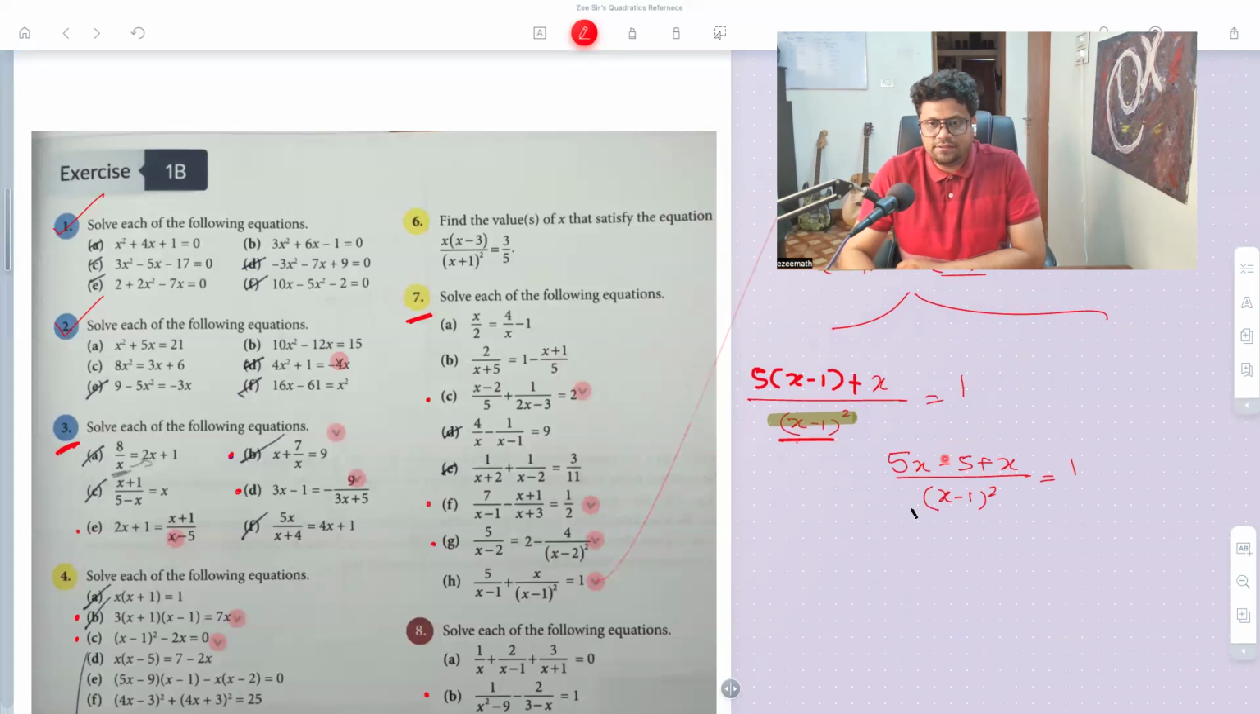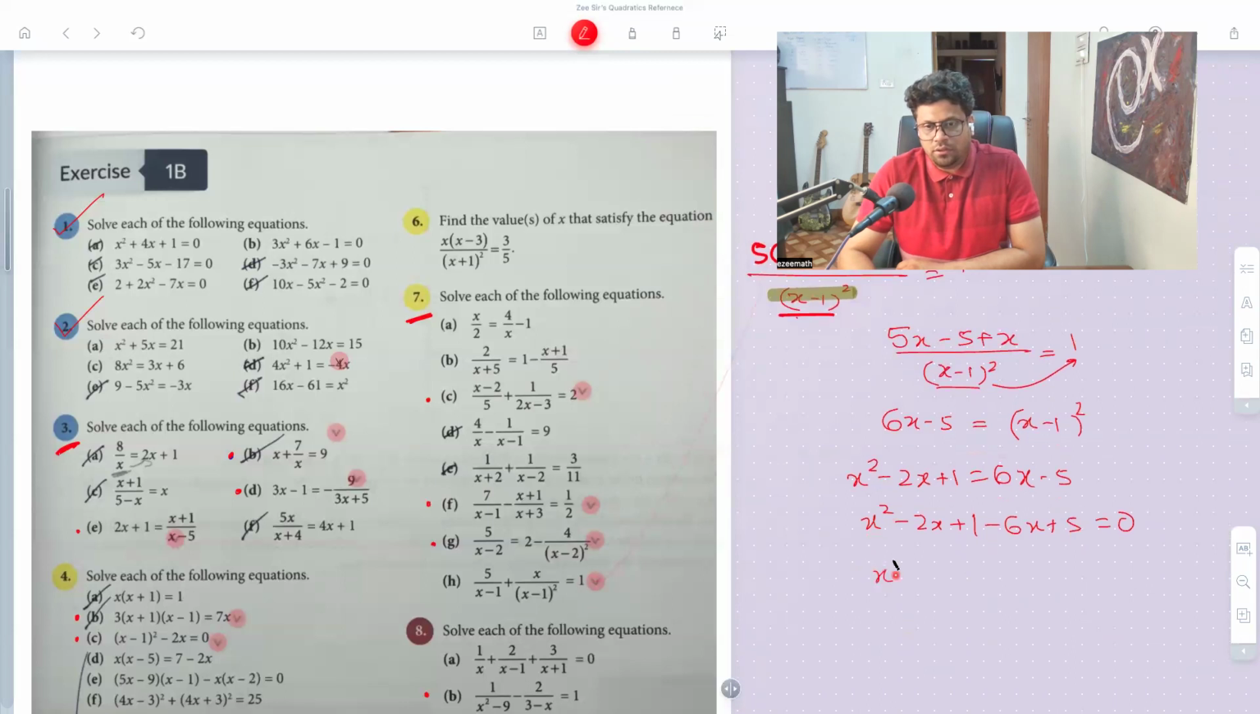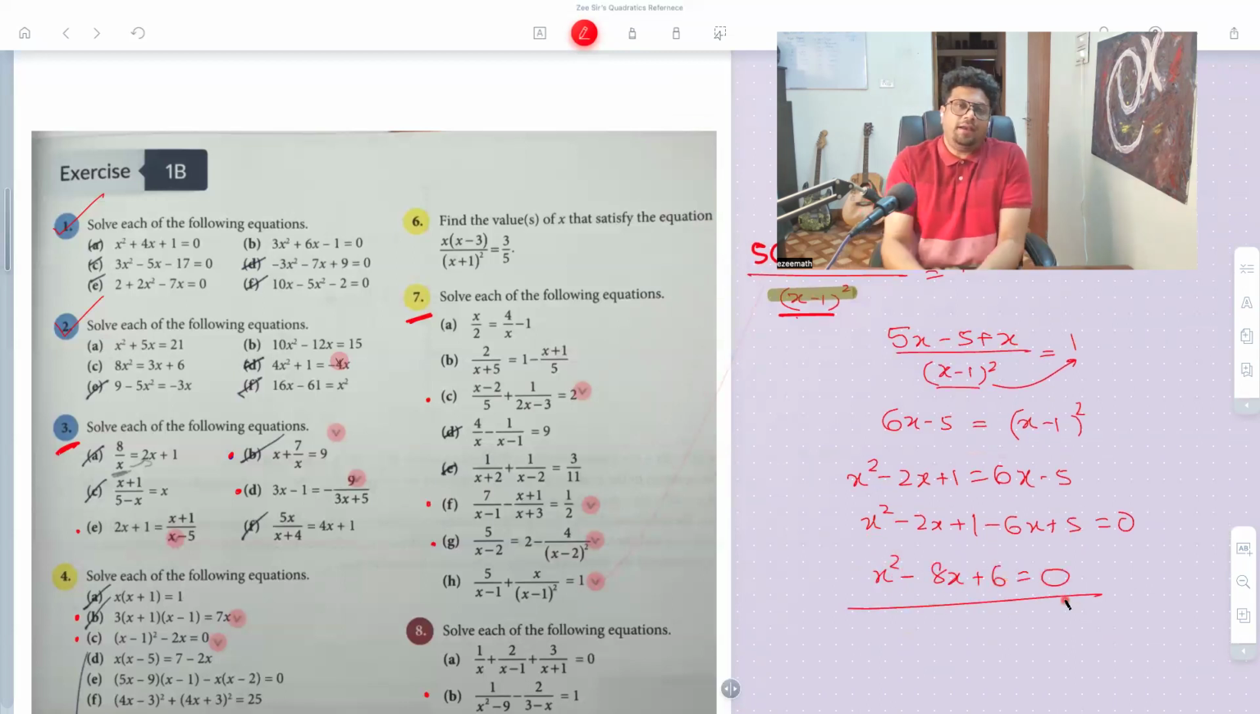From there, it's 6x − 5. Now that multiplies with the 1, so you're looking at (x − 1)². Now you can expand what you have on the right, and you're going to end up with that. And of course, you can take everything to the left now, and you're going to end up with that. And here you are with x² − 8x + 6 equals 0. Again, a quadratic you can solve.